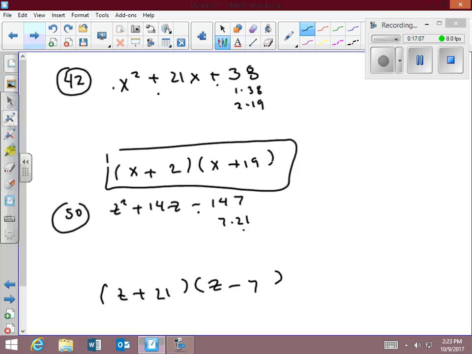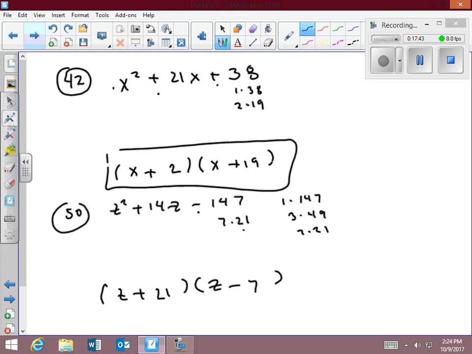Now, if you didn't get it quick like Damon did, just do the 1 and 147. And then 2 doesn't work. 3 would work, right? So you go 3 and 49. 4 won't work. 5 won't. 6 won't. And then you'd get 7 and 21, and you'd get to it. Just work your way through it. Don't worry about somebody else getting it quicker or faster.